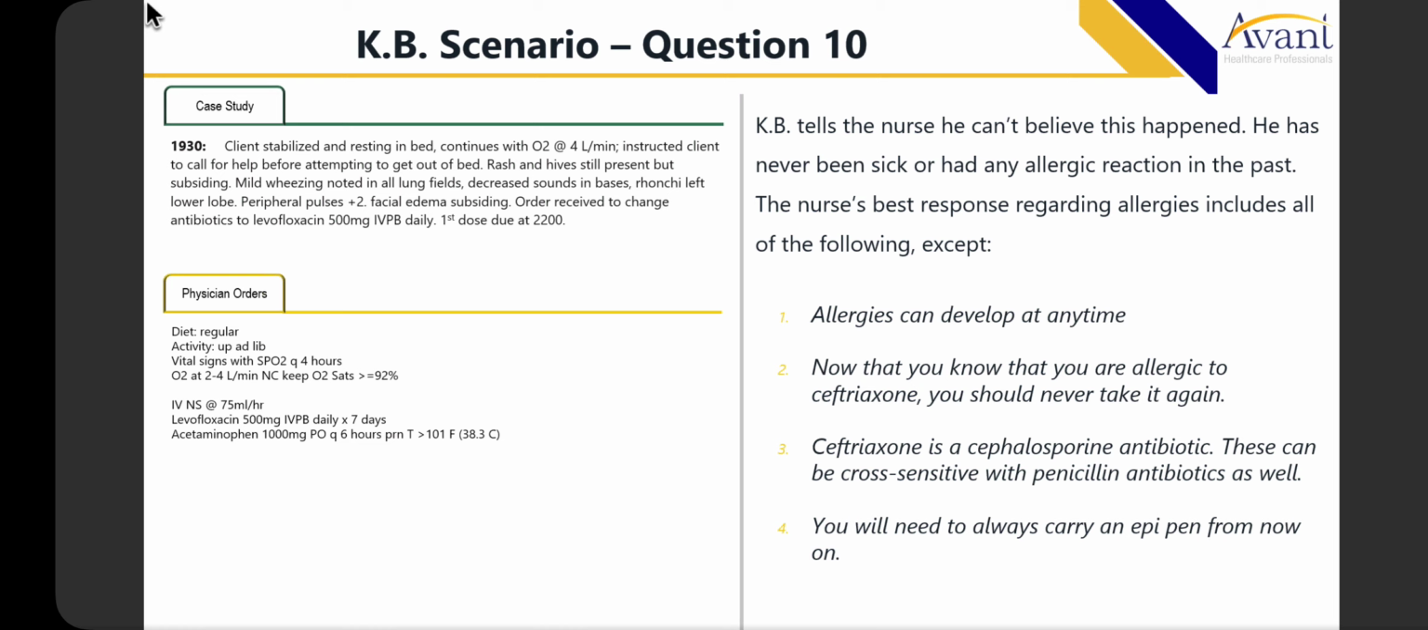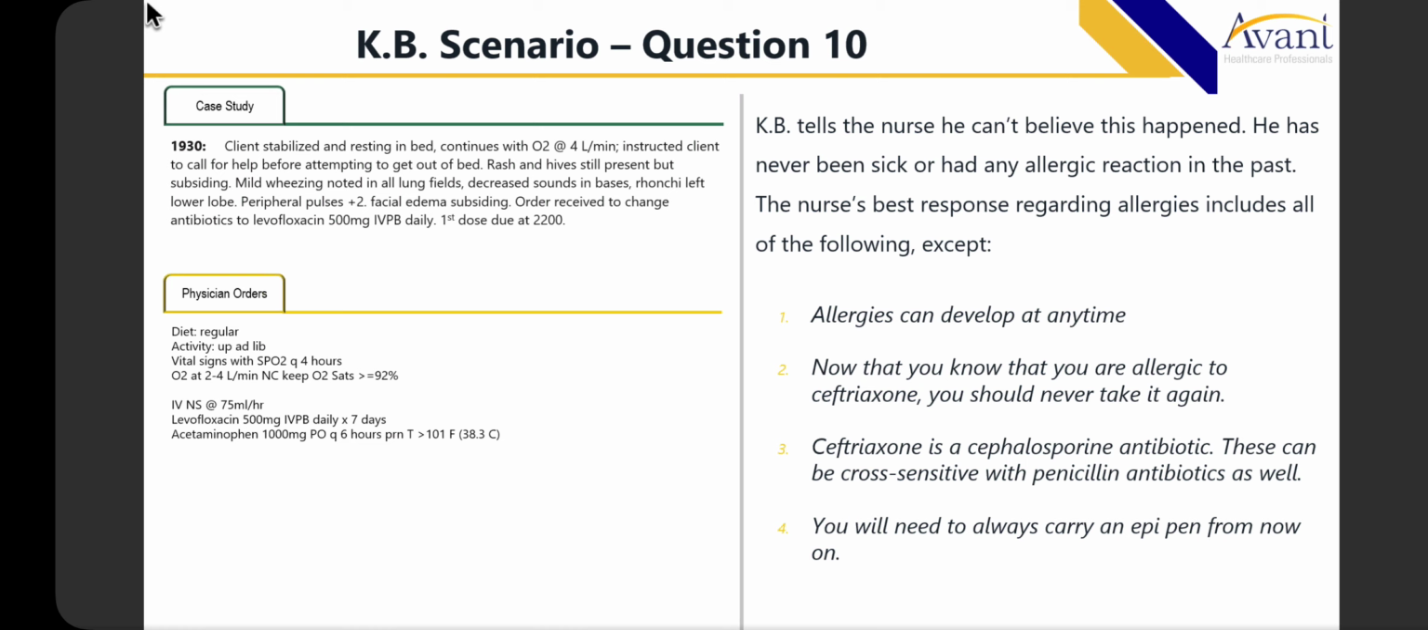All right, guys. So what do you think? So we have a patient, Ken, who can't believe what happened, and the nurse's best response regarding allergy includes all of the following except. Remember, this is an exception. In other words, what is not true when it comes to allergic reactions? Remember, instructions are important.